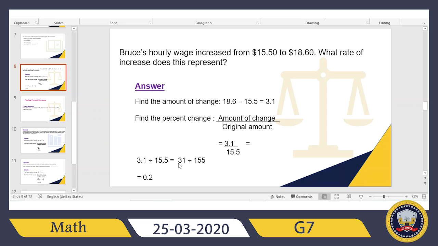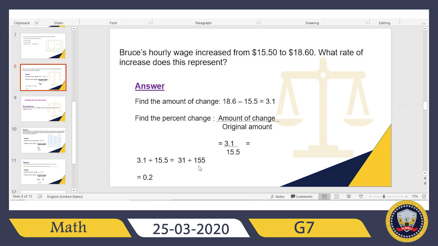Okay, so my new number will be 31 divided by 155. Now I can go for long division. I will put 155 outside and the 31 inside. Then I ask myself, 155 times what will give me 31? Nothing. So I will put 0, and then I can put the decimal point, and 0 point. This decimal point gives me the right to put as many zeros as I want. So beside the 31 I will put a 0, so the new number will be 310.